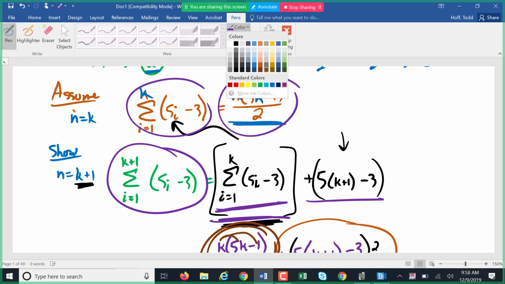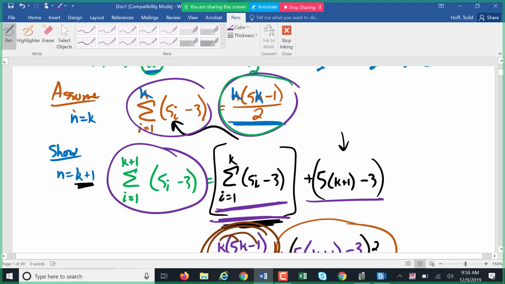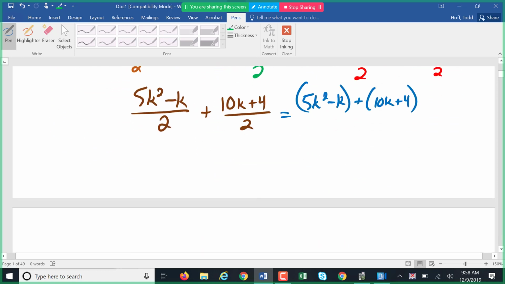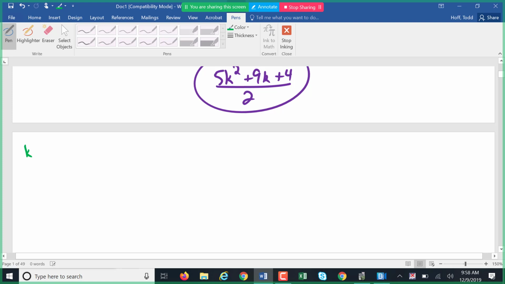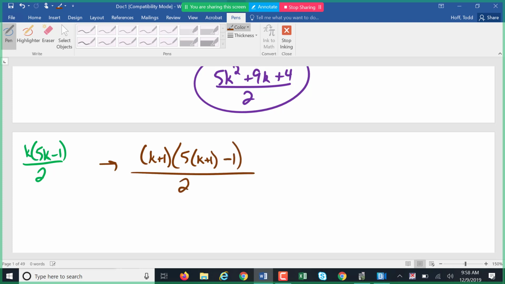Now I still need to work with this side of the equation. K times 5k minus 1 over 2, but I need to substitute in k plus 1 instead of just k. So this is going to be k plus 1 times 5 times k plus 1 minus 1 all over 2. So I have to show that that is equivalent to what we had up here from the summation.